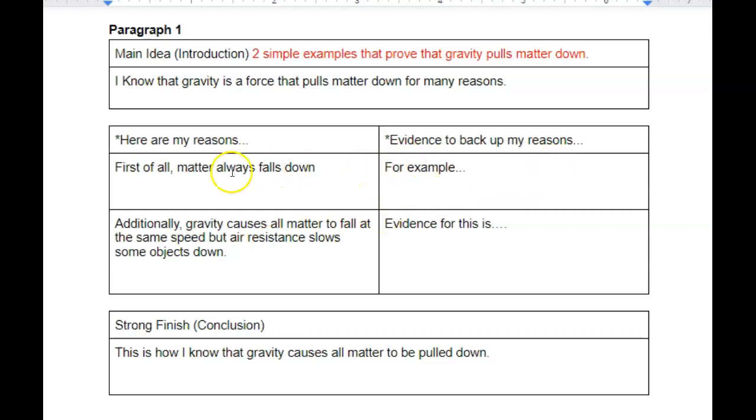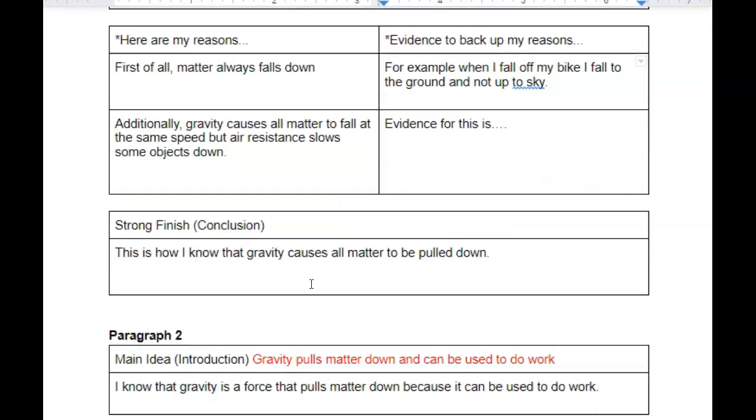How do we use evidence to back them up? First of all, matter always falls down. So I guess, for example, what's a good example for this? For example, when I fall off my bike, I fall to the ground and not up to the sky, obviously, right? Okay, so there's a detail, right? All matter falls down. Well, how do you know this? I can't just say that and expect you to believe me. I need an example, right? For example, when I fall off my bike, I fall to the ground and not up to the sky. All right. Let's look at another example.